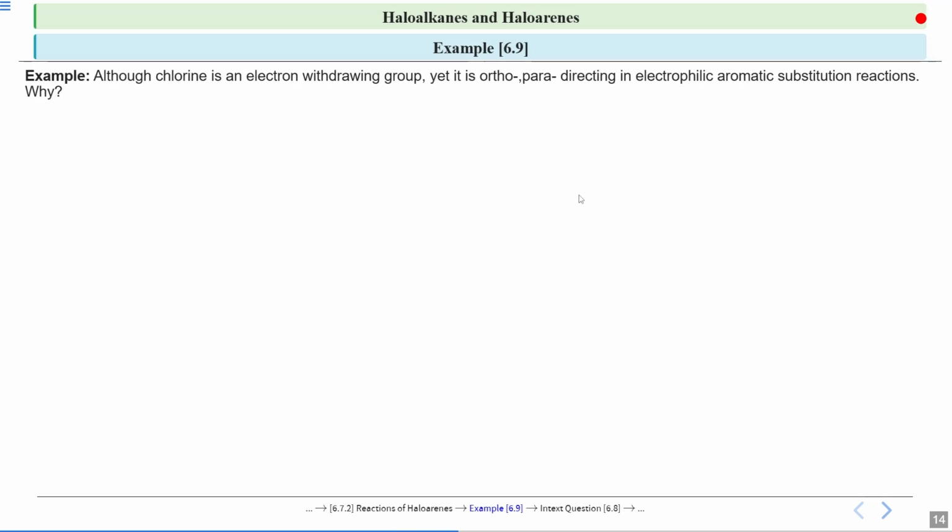Okay, let's solve an example. Example 6.9. Although chlorine is an electron withdrawing group, yet it is ortho-para directing in electrophilic aromatic substitution reactions. Why? You have to explain why chlorine is an ortho-para directing group in electrophilic aromatic substitution reactions, even though it is an electron withdrawing group. You have been given some time, try to analyze this question, and then we will see the correct answer.